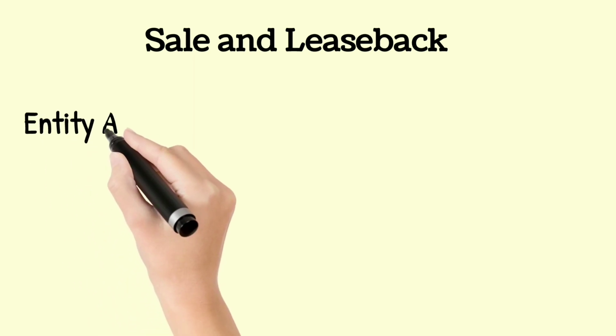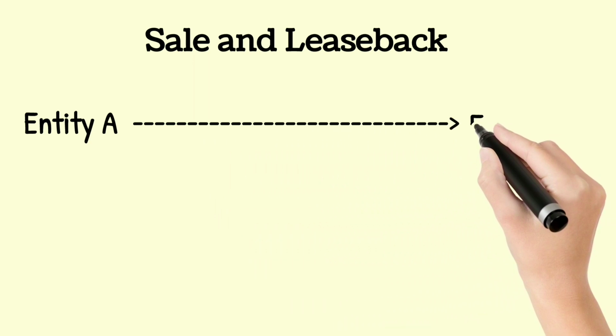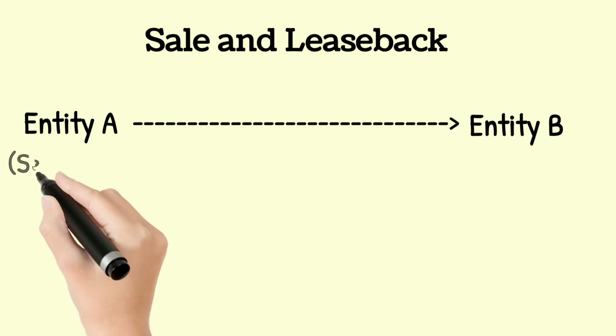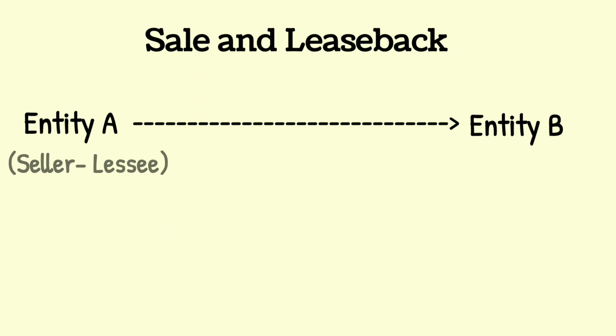Now we move on to the concept of sale and leaseback transaction. To understand such a transaction, let's take an example. Let's say entity A has sold its machinery to entity B, and immediately after such transaction, A has taken that same machinery on rent from entity B. So in this case, A becomes the seller lessee and B becomes the buyer lessor. Both of them are required to apply Ind AS 115 to determine whether to account for such a transaction as a sale and purchase of an asset.